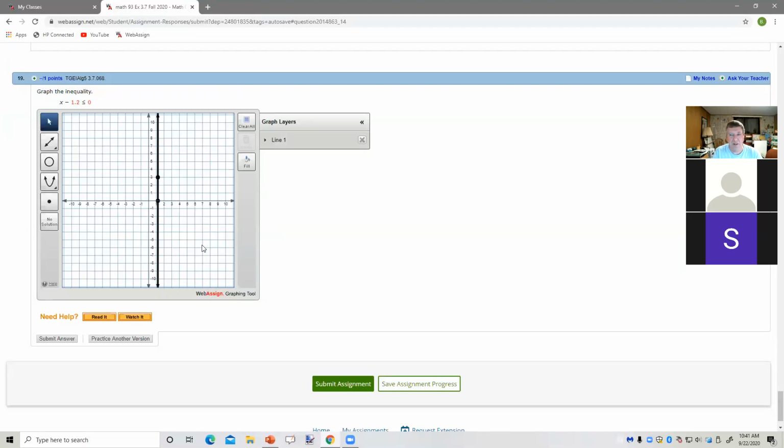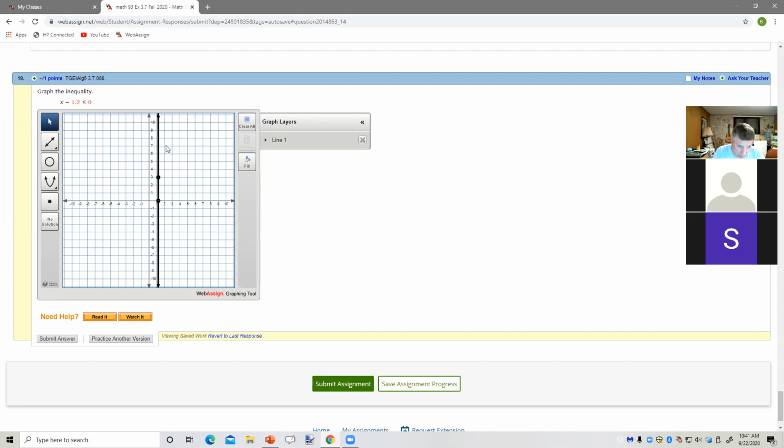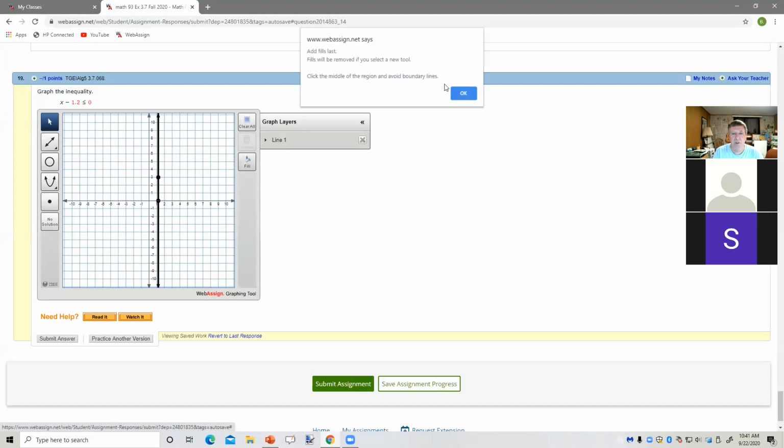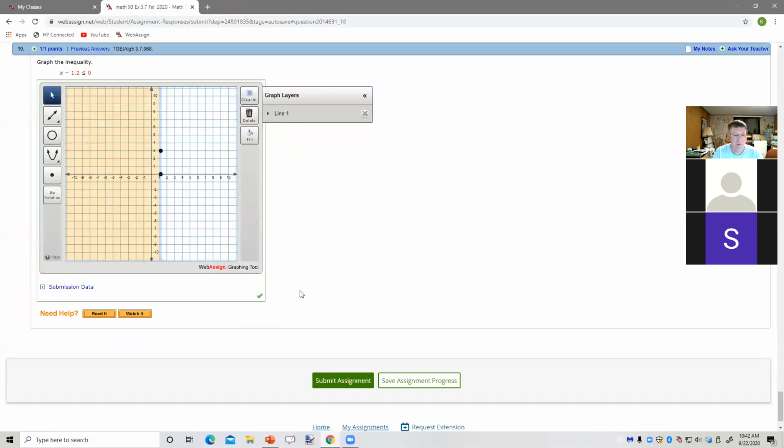Any questions about how I did that? Now, my inequality was x is less than or equal to 1.2. Since it includes the equal to, I'm going to leave this line solid. Where is x less than 1.2? On the left side of the graph. So I'm going to fill it on the left side and then submit it. And there you have it. Any questions about any part of this problem that we just went over?